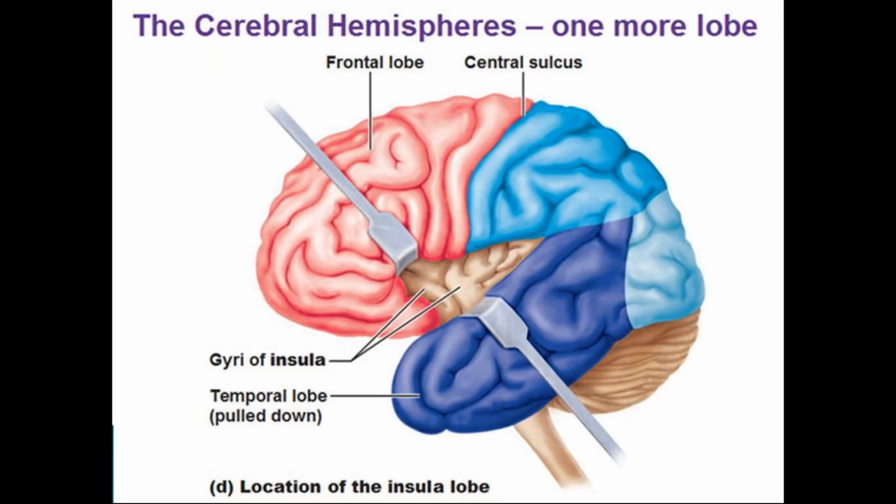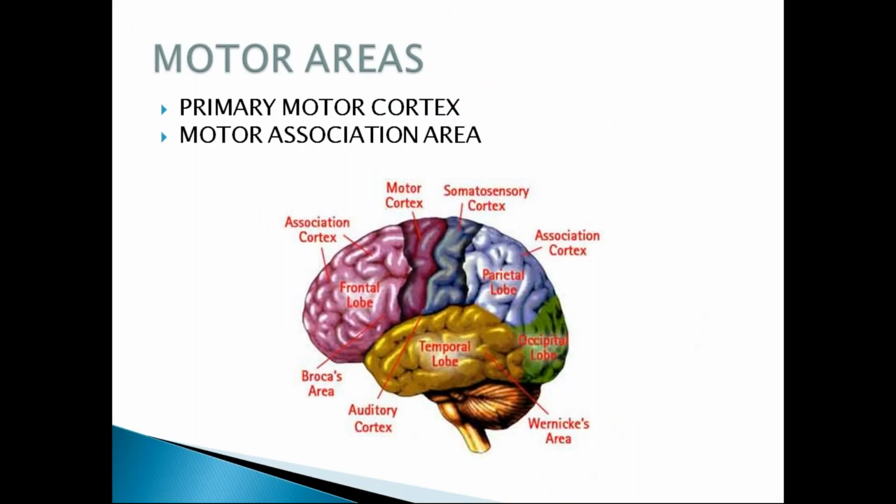Now, there is another part of the brain which is deep down, and it is the insula. It is the insular lobe, which is underneath, and that isn't something that you just need to know for anatomy. Motor areas. There are the primary motor cortex, which you see up here, and its motor association area. So here is the different association areas.